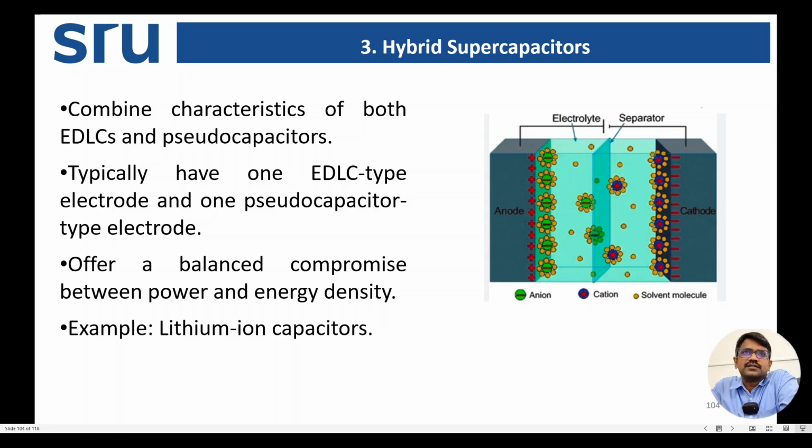Hybrid supercapacitors. It is the combination of both EDLC and pseudocapacitors. Typically, one electrode is EDLC type, and the other electrode is pseudocapacitor type. So it offers a balanced compromise between power and energy density. Example: lithium-ion capacitors. It offers a balance between EDLC and pseudocapacitors.